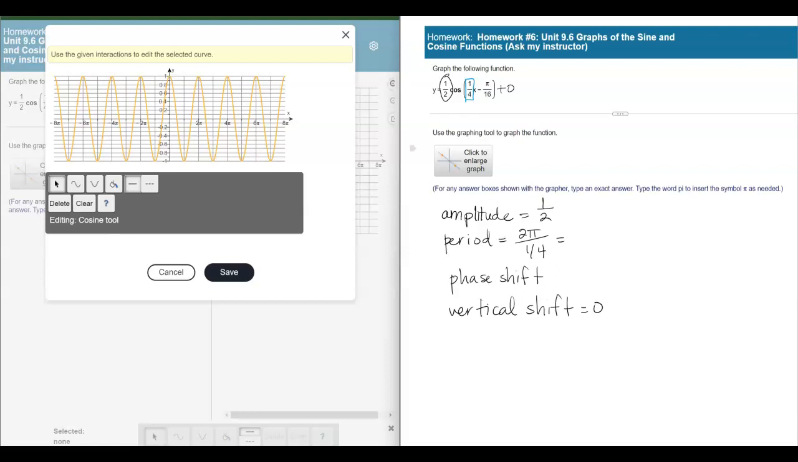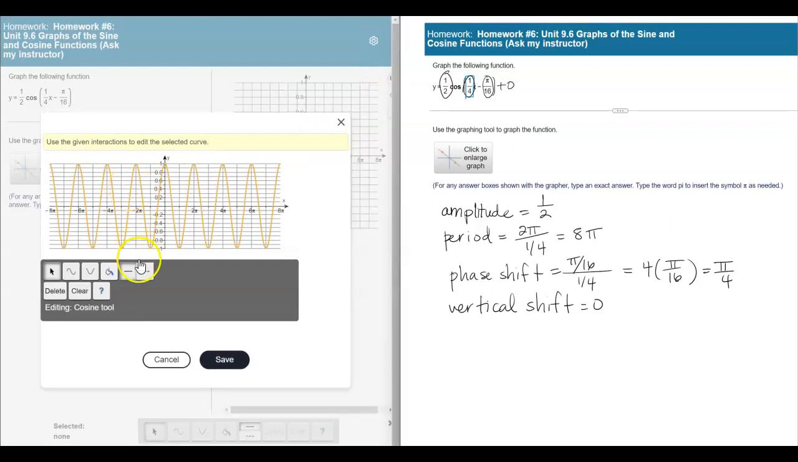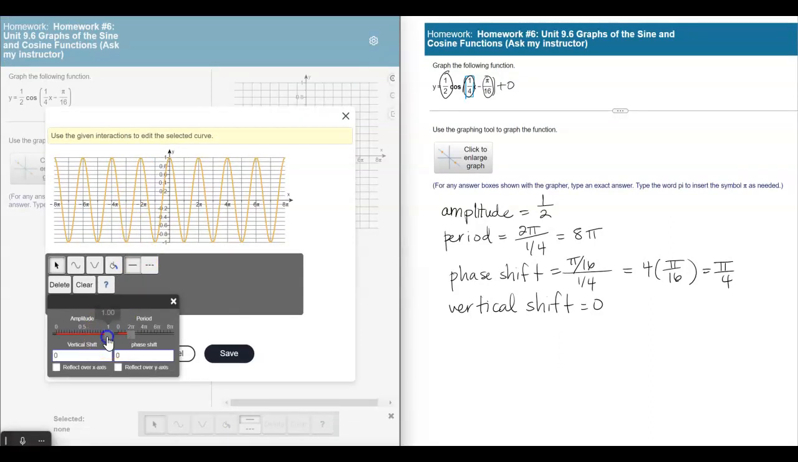2 pi divided by 1/4 is equal to 8 pi. And the phase shift is going to be pi over 16 divided by 1/4. And dividing by 1/4 is the same thing as multiplying by 4. So this is leaving us with a phase shift of pi over 4. So now I'm ready to actually come and put in this information into my math lab.